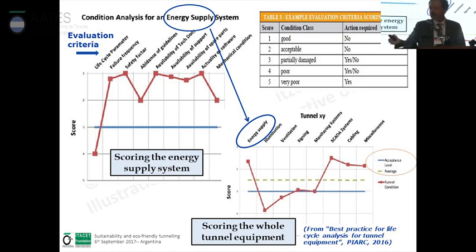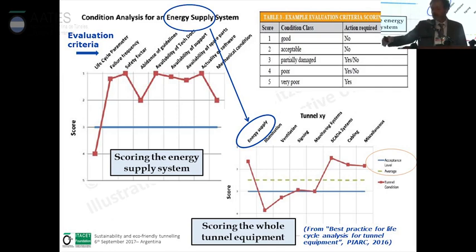For example, on the left, there is a curve. This is the score of the energy supply system. And there are different criteria, and there is a score, for example from 1, 2, 3, 4. In this case, 4 and 5 are the poor system. The best score is the number 1. And so, according to the different criteria for the energy supply family, we can have a score.